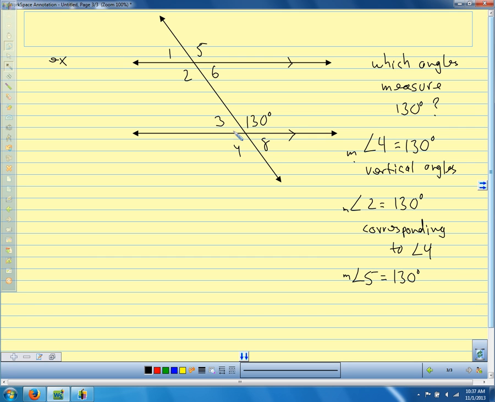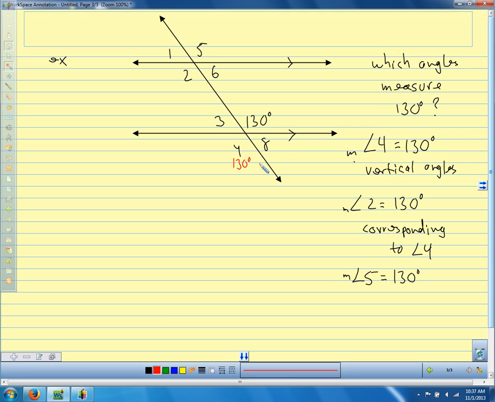Yes, so angle 2 would be alternate interior. What Sam said was if we know angle 4 is 130, then 2 is a corresponding angle to angle 4. So we could say it either way. Either way would be the right way to say it. So we have several reasons that we can use. And that's another nice thing about parallel lines, is we have all of these different relationships that we can take advantage of. So we can figure out all kinds of angles.